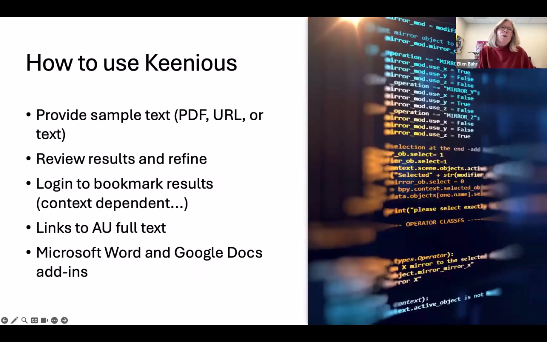So the overall process for using Keenious is pretty straightforward. The user provides Keenious with some text, so it can be a PDF file, it can be a URL for the document, or you can simply copy and paste text into Keenious. Keenious then presents you with a list of recommended articles that you can review.